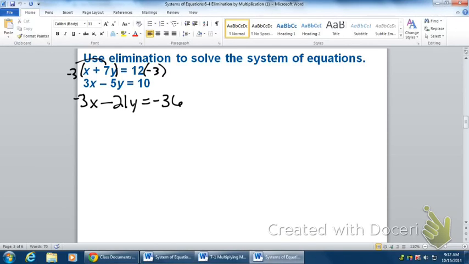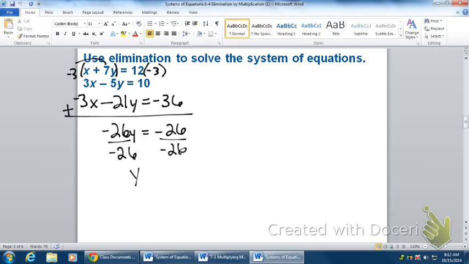Now, looking at this equation, I can stack these up and eliminate x now. That'll cancel. So I will be left with a negative 26y is equal to a negative 26. Once I have this value, I divide both sides by negative 26, and you are left with y equals 1.